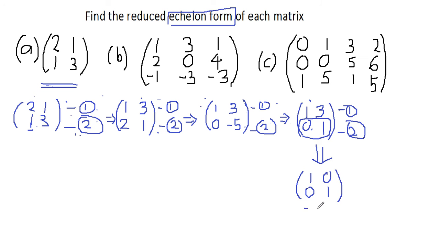So this is our reduced echelon form. Why? Every row has a leading variable of 1, and for each column which has the leading 1, you can see that 1 is the only non-zero entry. So let's go on with example B.